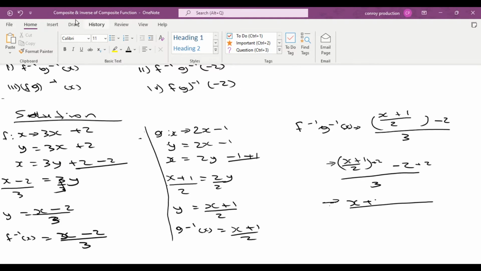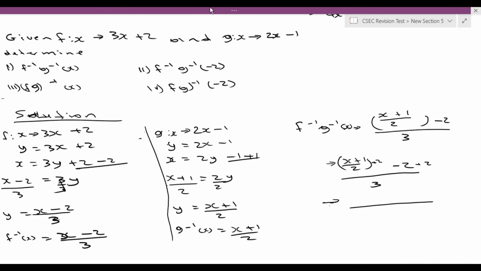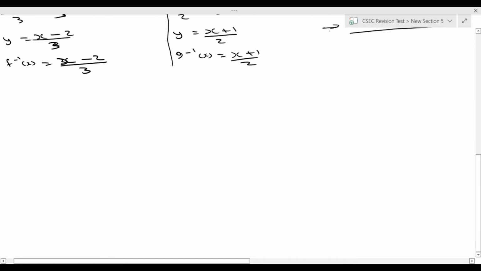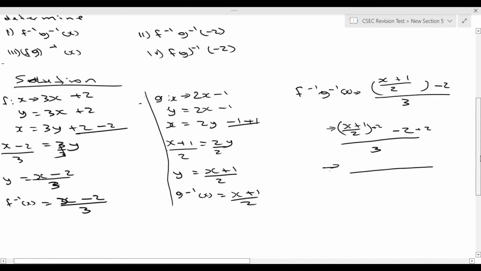Over (x plus 1) over 2 minus 4, and that will be over 2.